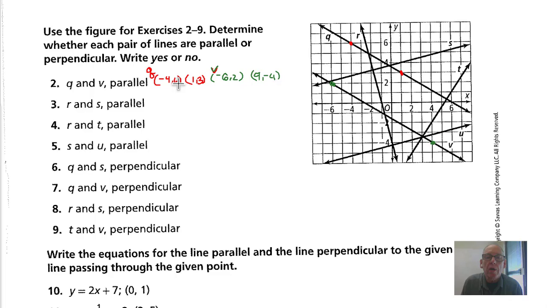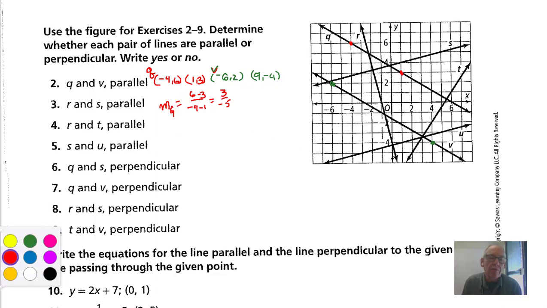So 6 take away 3. I'm back to the red one now. I'm doing Q. 6 take away 3 over negative 4 take away 1. 6 take away 3 is 3. Negative 4 take away 1 is negative 5. So we get a negative 3/5 for the slope of Q.